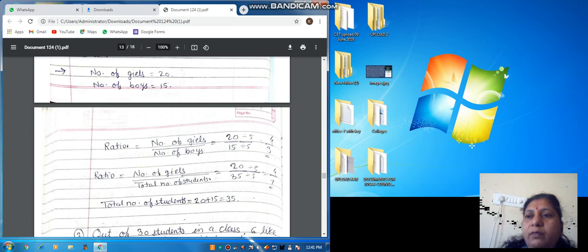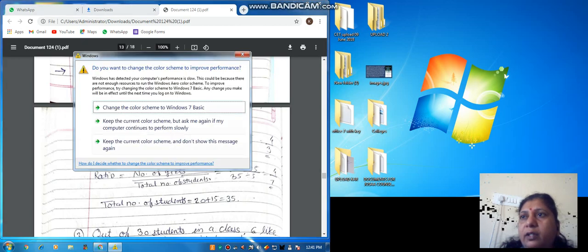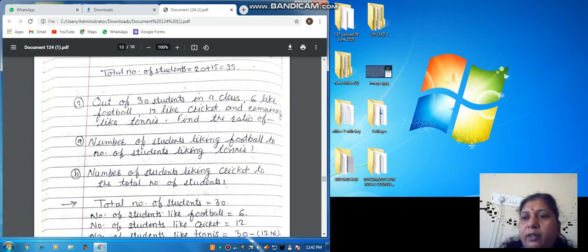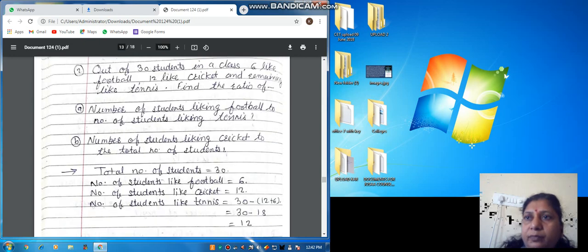Ratio of number of girls to total number of students, we get 20 upon 35. If we divide by 5 we get 4 upon 7. So total number of students is equal to 20 plus 15, we get 35. Next, out of 30 students in a class, 6 like football, 12 like cricket and the remaining like tennis. Find the ratio of the number of students liking football to the number of students liking tennis.